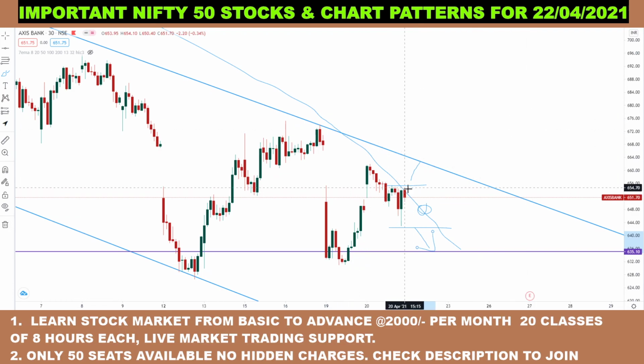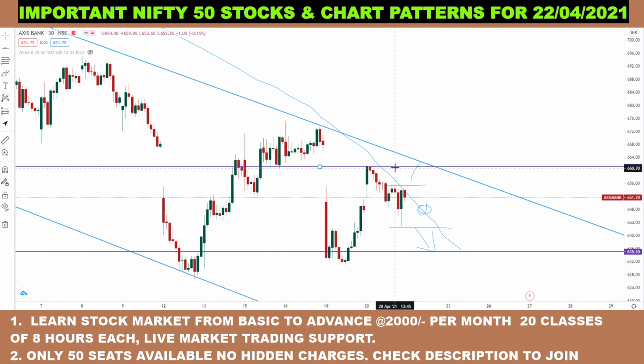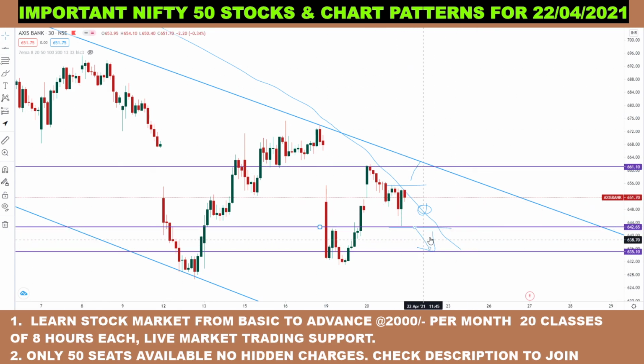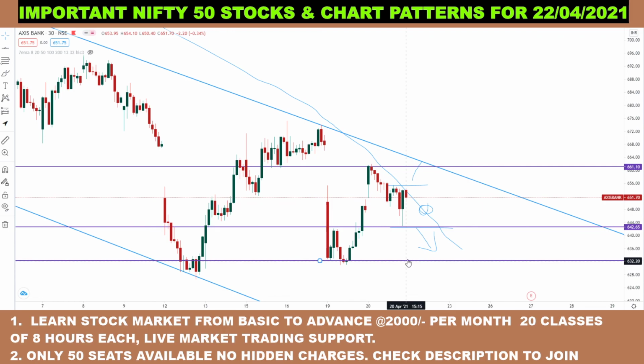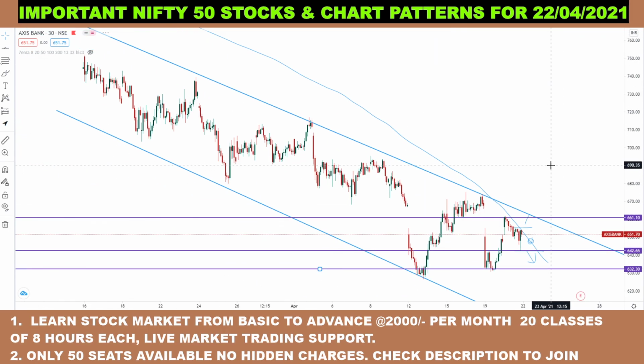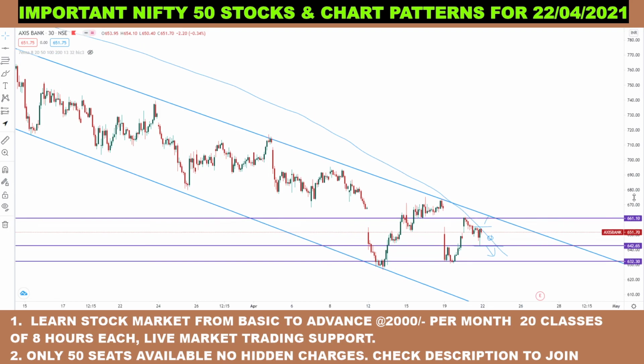Are you getting my point? If the stock goes above these levels, you can take 660, 661 as your target, and if it goes below 642, you can sell for the target of 635, or you can even take this to the downside level of 632.